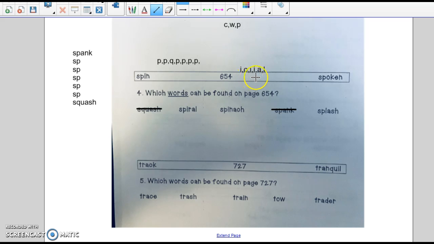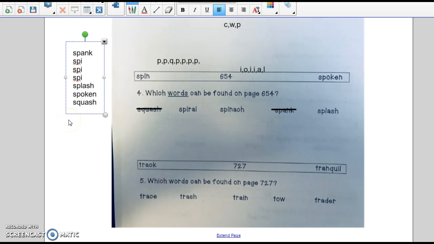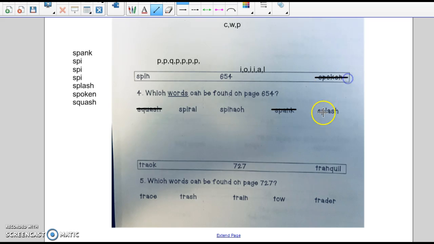So now we have I's, O's, and L's, right? A, B, C, F, G, H, I. So we have 3 I words. Okay. And then we have O and L. Which one comes first? A, B, C, F, G, H, I, J, K, L. So we know that's going to be splash. And then spoken. Done with those.